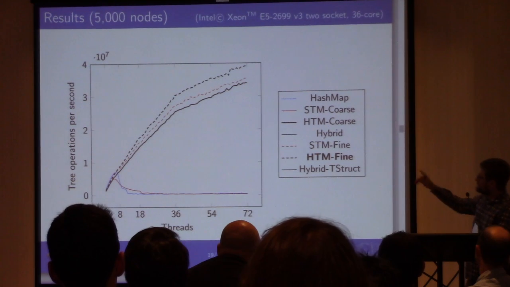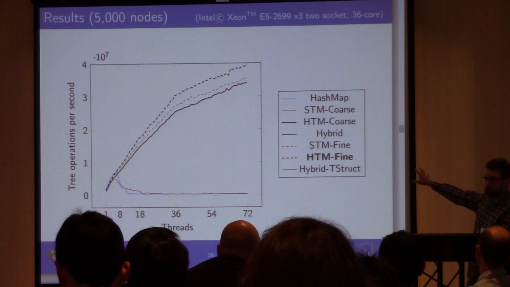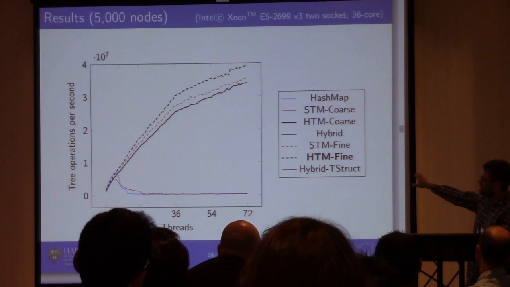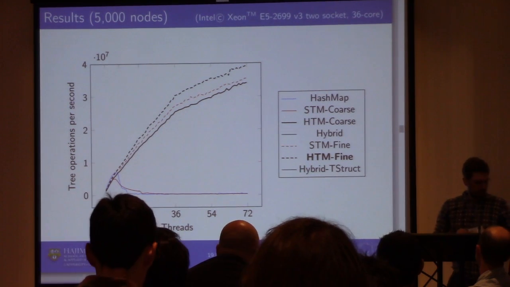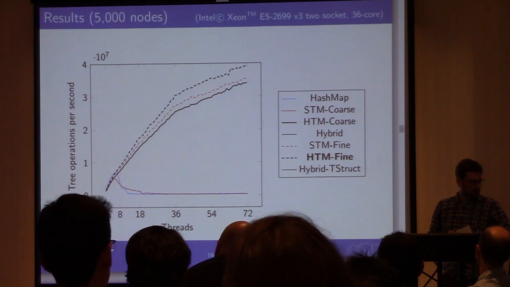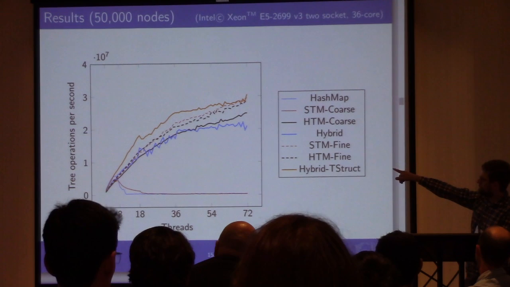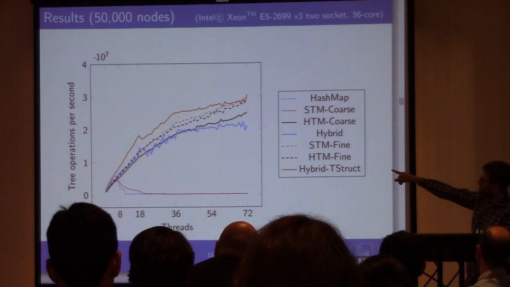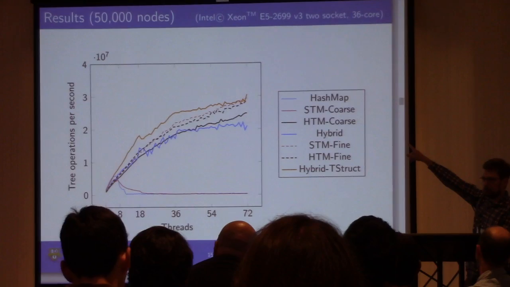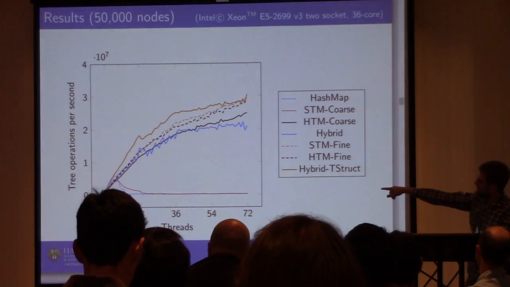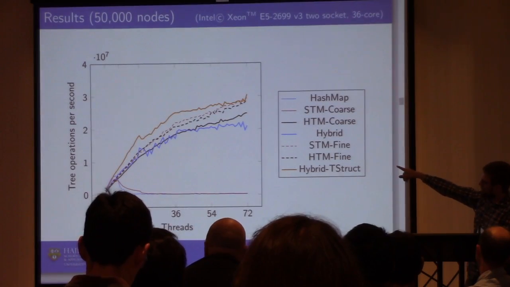So we can do the same thing with the fine grain, and now we are outperforming the original STM. So again, that's great. If I jump back here, you'll notice that we don't outperform the fine grain STM on the larger tree here. So that black dashed line is now below the red dashed line.